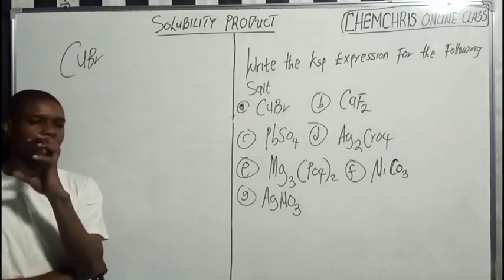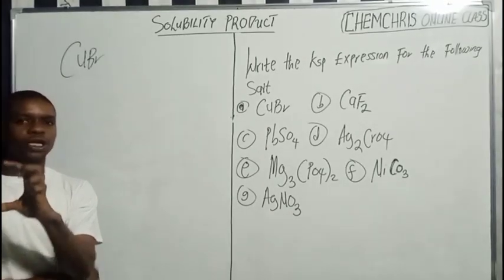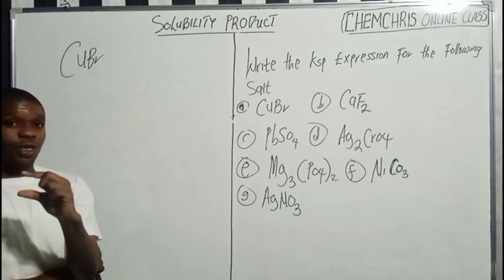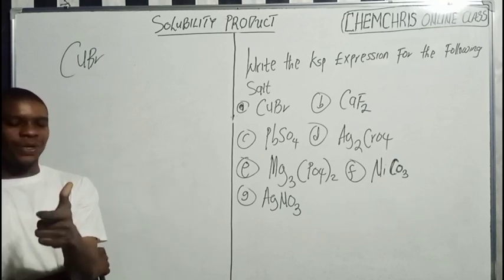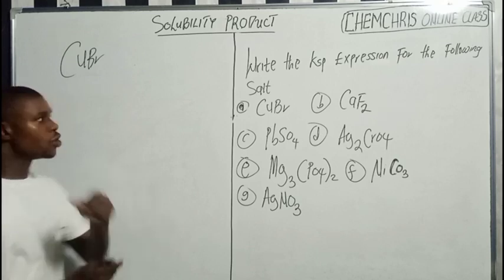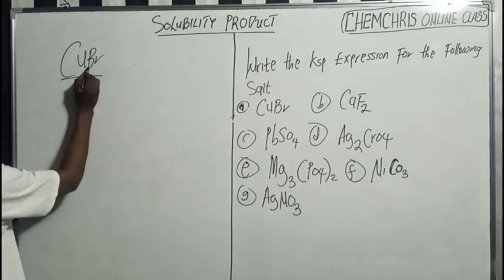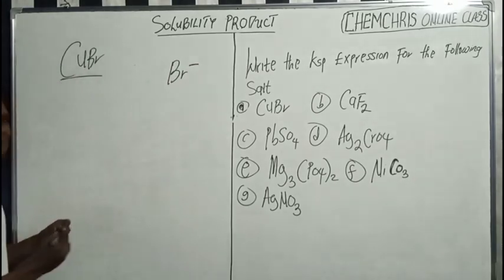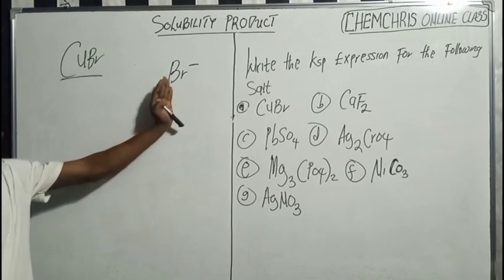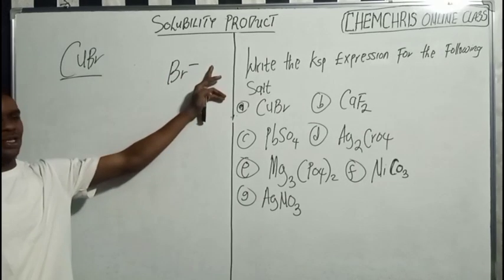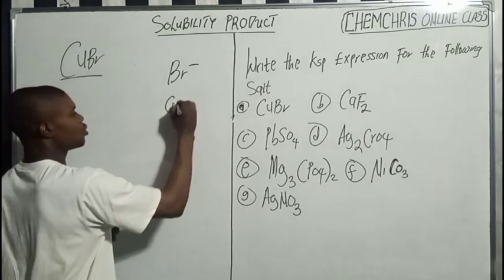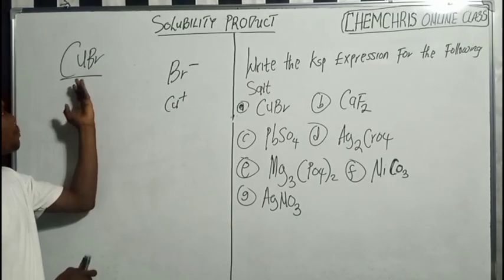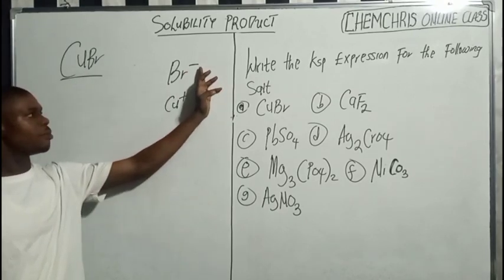The easiest thing to do here is to try and look for the oxidation state of one of the elements. If you can find the oxidation state of one of the elements, you can easily get the other element. Understand that bromine is always Br-. If bromine is Br-, then copper must be Cu+. So the oxidation states of copper and bromine are plus 1 and minus 1.